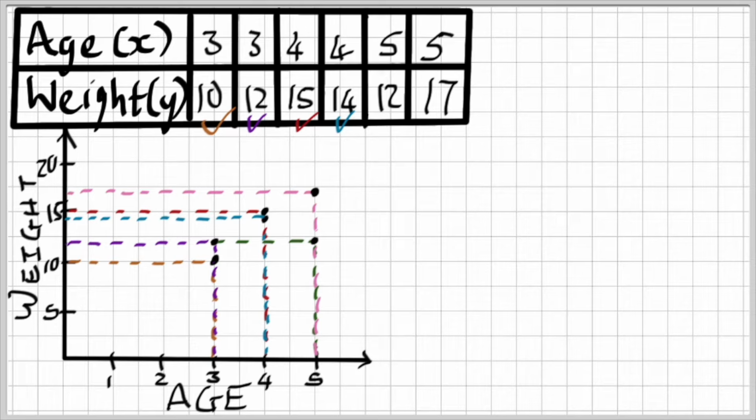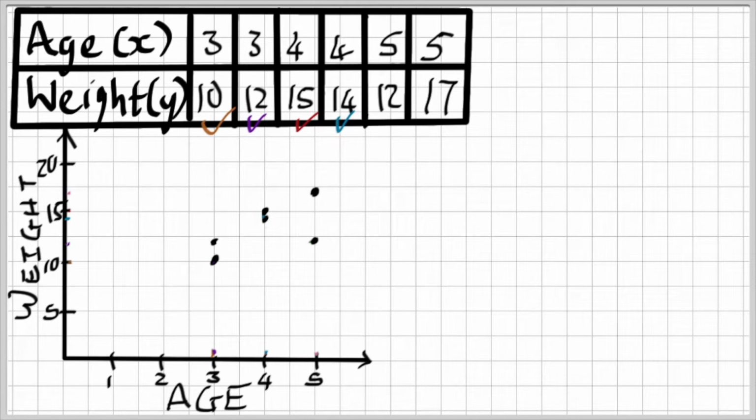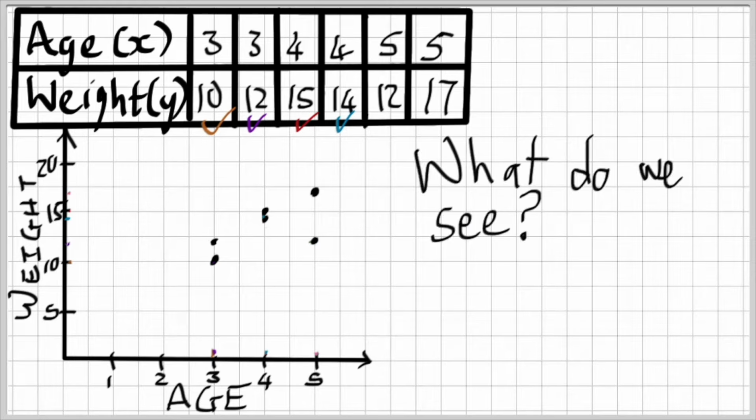And there, ladies and gents, you have all 6 dots, all 6 points, or sets of coordinates if you want to go that route. But it's going to look a bit jumbled up because of all those little lines. So let's erase them and just look at the actual coordinates, not the guidelines. Now my question to you, ladies and gentlemen, what do we see here? What kind of a relationship do we see?